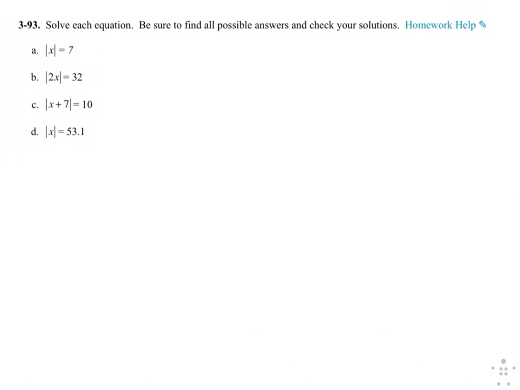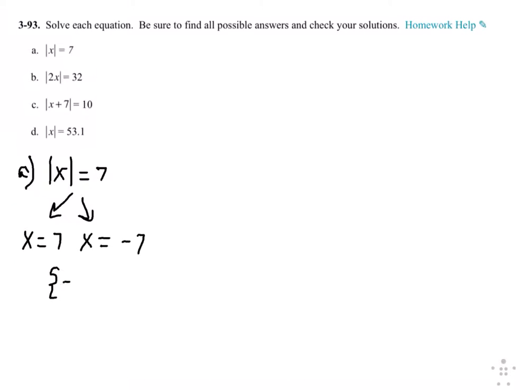Okay, for 393, they want us to solve the absolute value equation. So remember, when we have an absolute value equation, we split it into two. The first one we just rewrite without the absolute value sign, and the second one we rewrite with the right-hand side negative, or opposite of the right-hand side. So for this one, you can write your answer as negative 7 and 7, or you could write it as x equals plus or minus 7. Either one is fine.